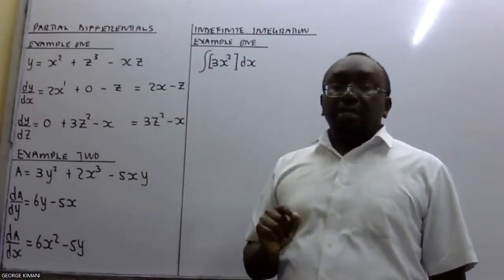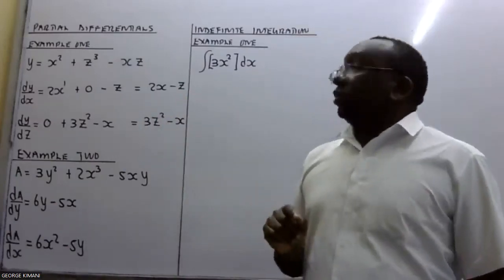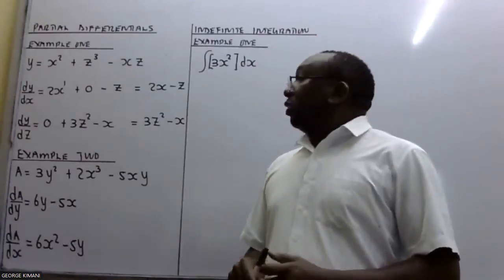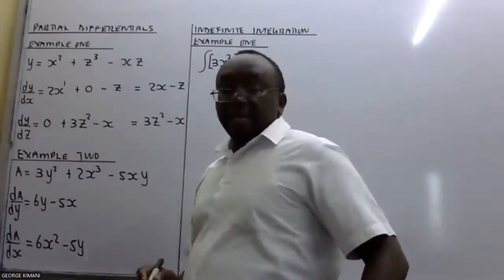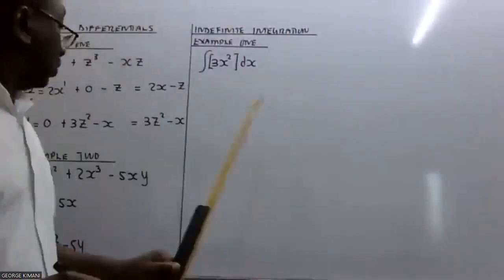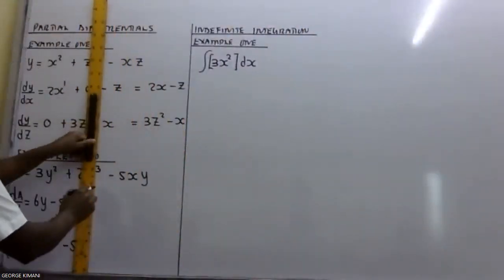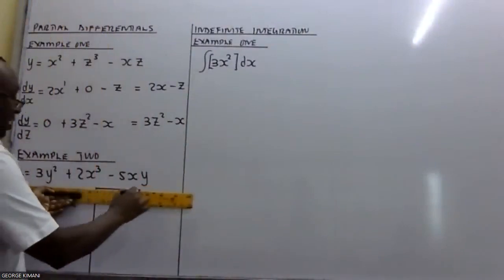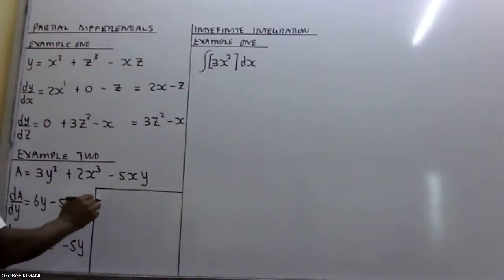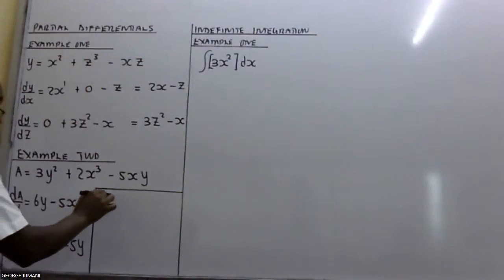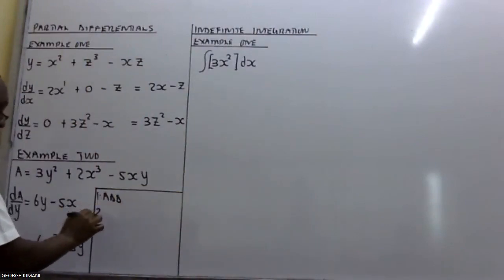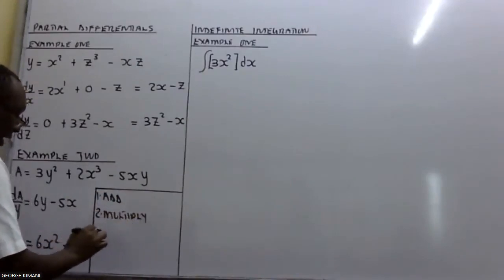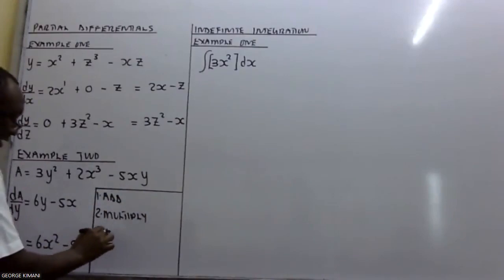And it's also good you take note that to integrate means to combine, or to get the total. And there are three ways in which we get a total. If you want to get a total of anything, there are three ways. One, you can add. Number two, you can multiply. And number three, you can integrate.